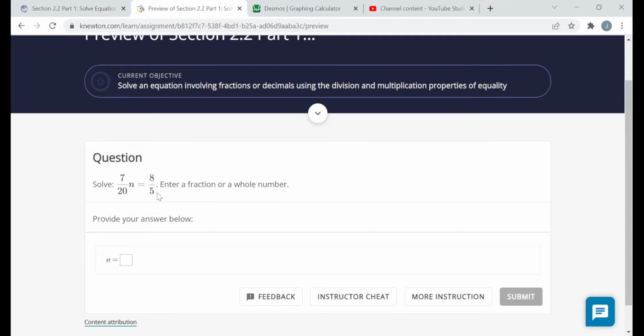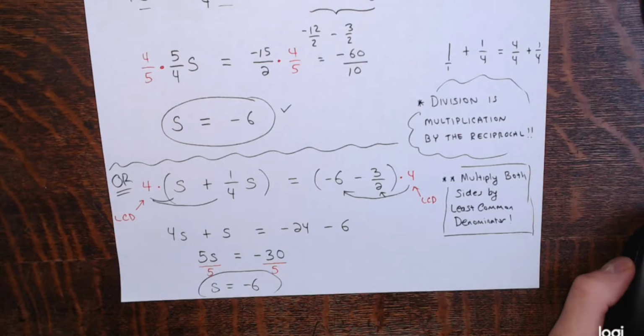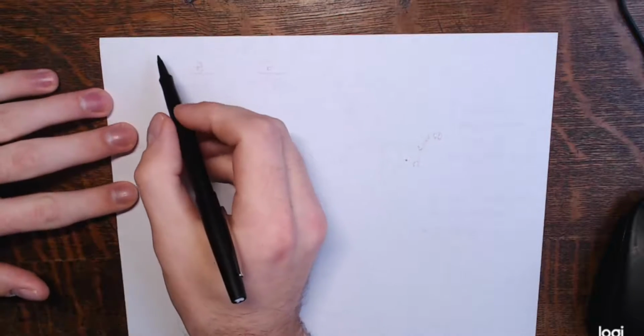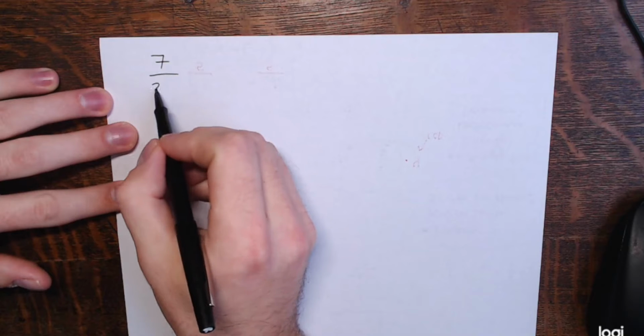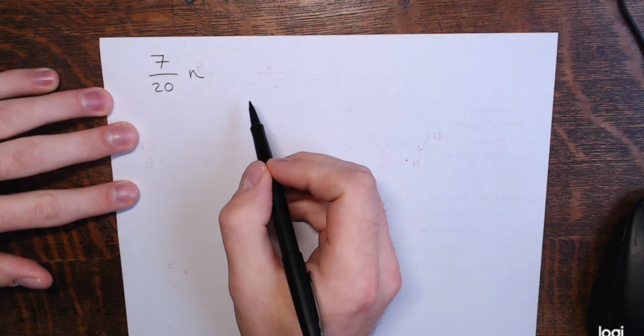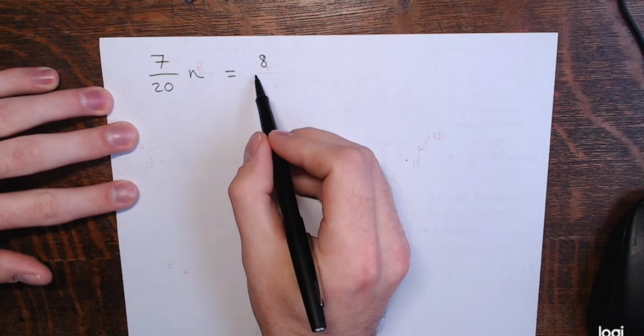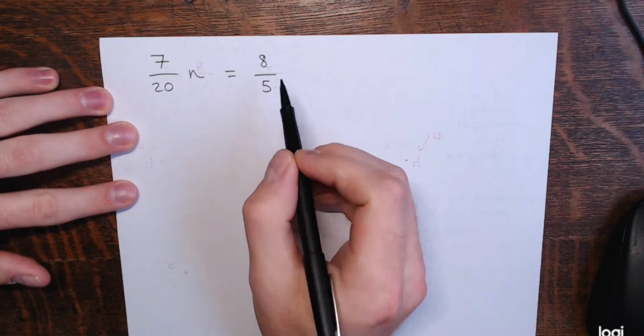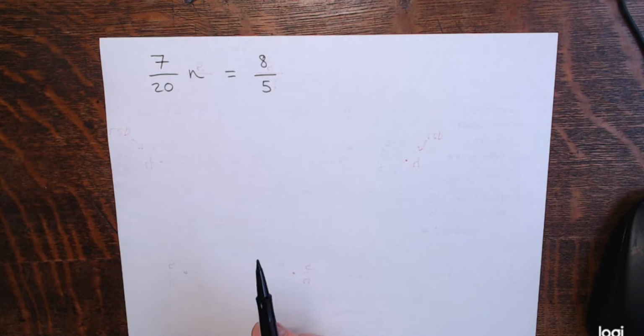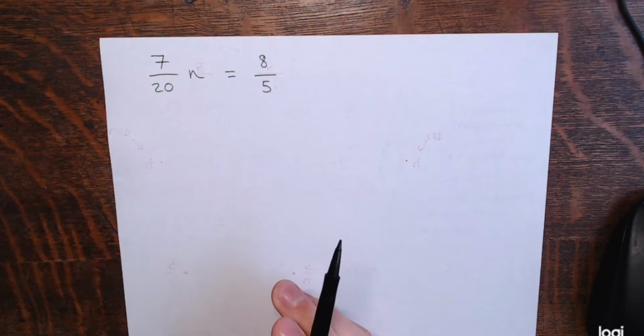Alright, now this one, again, you can do this in a couple ways, depending on what you find more comfortable. So it's 7/20 times n equals 8/5. And you can just get the n alone right now.